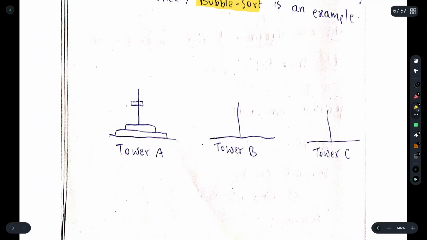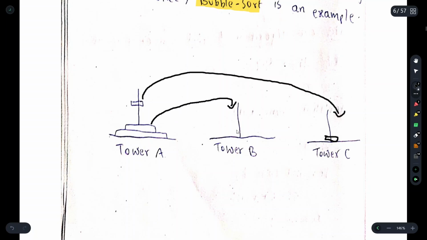So here we have only one choice. If we keep the smaller one in this place, and then the medium one in this place, then the greater one will be towards this side. Then we move the smaller one towards this side and place it here. The smaller one will be placed here.